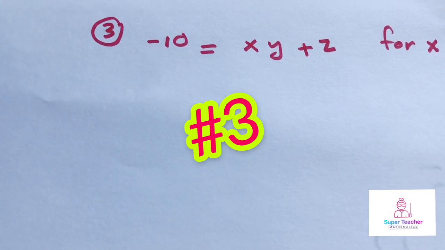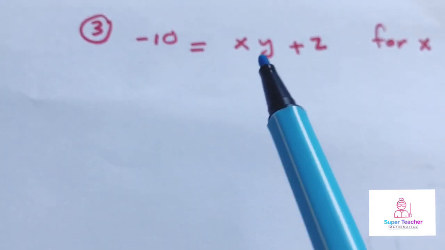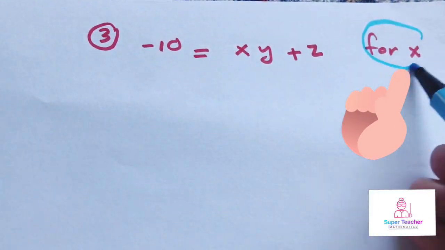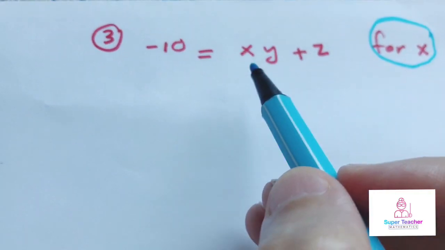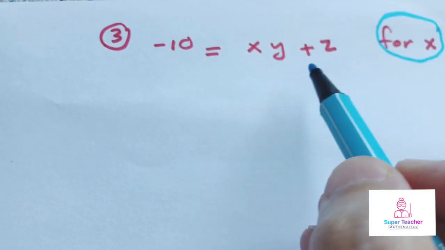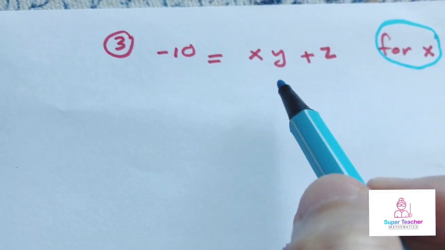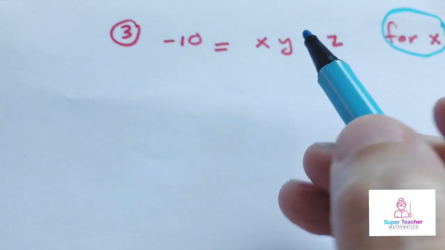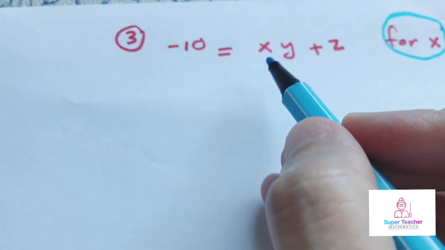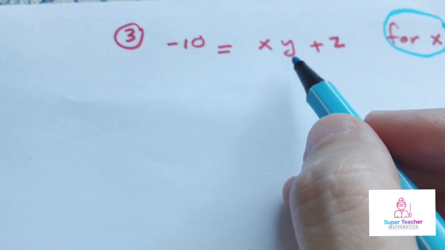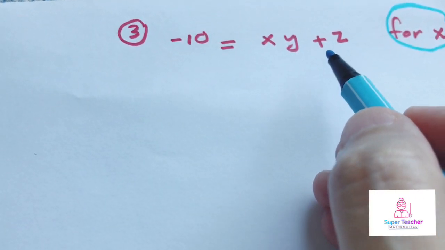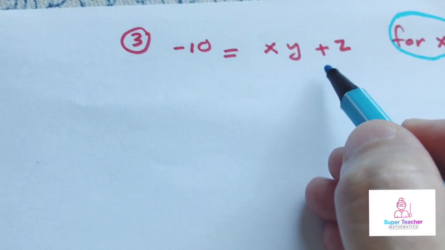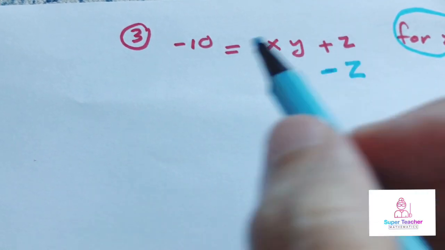Okay, question 3, negative 10 equals xy plus z, for x. So this is the indicated variable. I want to keep the x alone. Now this time we have all the variables on the right side, so I will keep the x on the right side and all the other variables I will take to the other side. First of all, we have on the right side xy plus z. The first variable that I'm going to take to the other side is plus z. I will make it minus z on both sides.